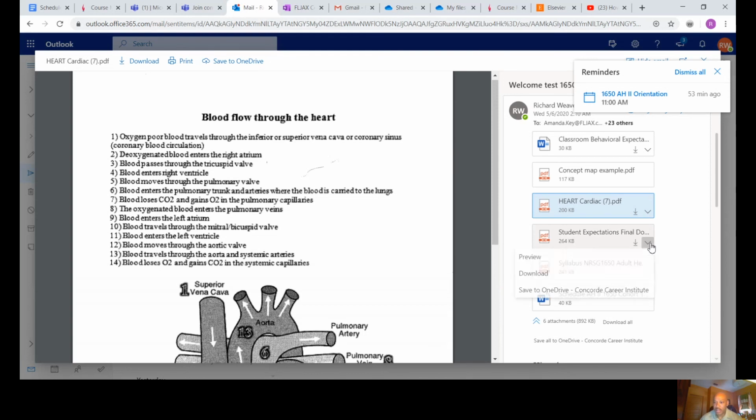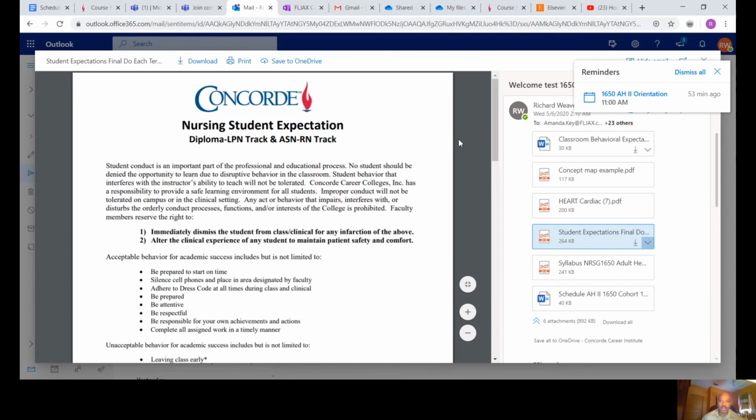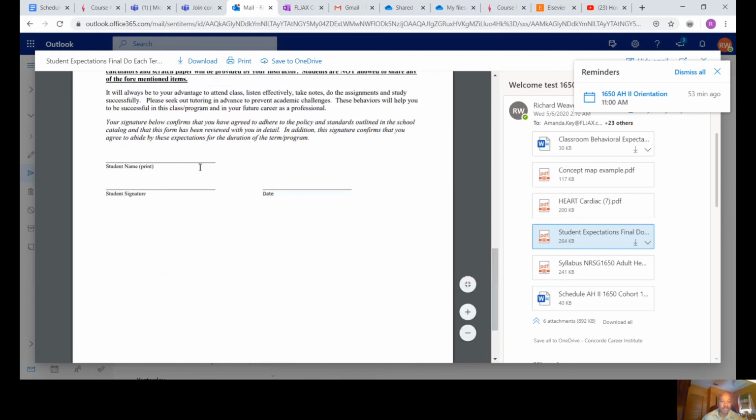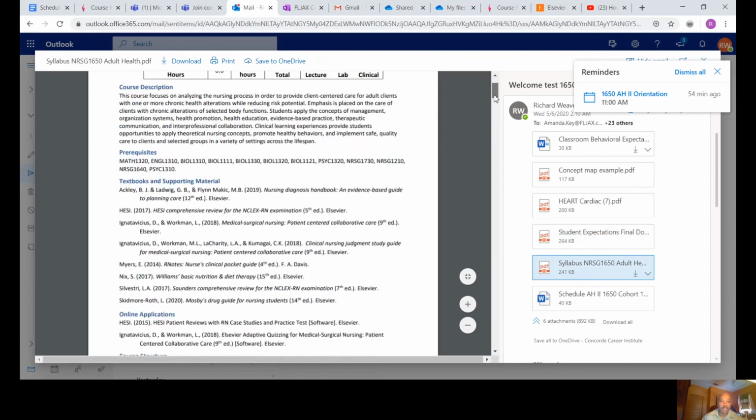This is my student expectation. I want you to go ahead and read this information as well. And then there is a signature page I want you to print your name, your signature, and also the date that you sign it. This is, let's see, this is your syllabus. You can go through this as well.